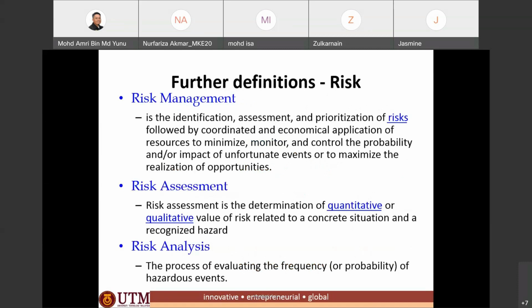Risk management is the identification, assessment, and prioritization of risk, followed by coordination. These are the steps to minimize, monitor, and control the probability of unfortunate events, to maximize the realization of opportunity. In some definitions, risk assessment and risk analysis can be done to help us define the quantitative or qualitative value that comes from a hazard.